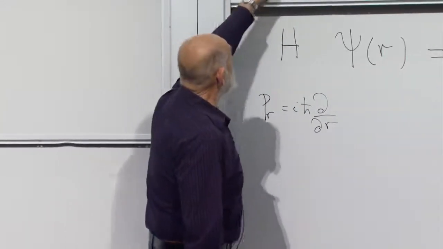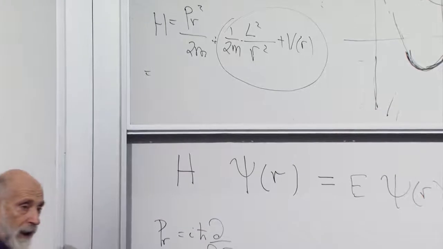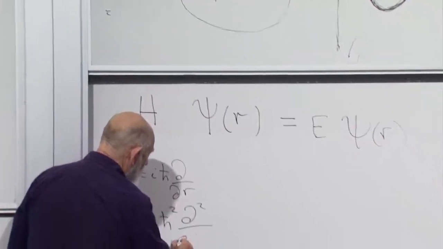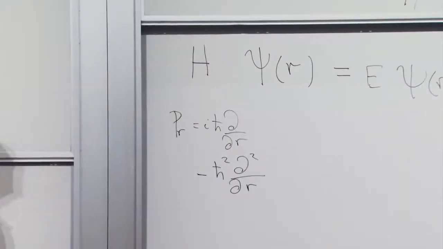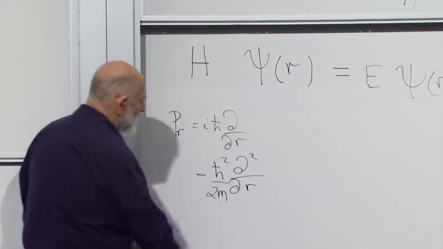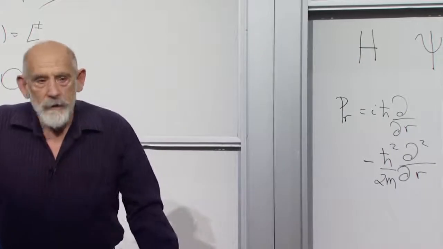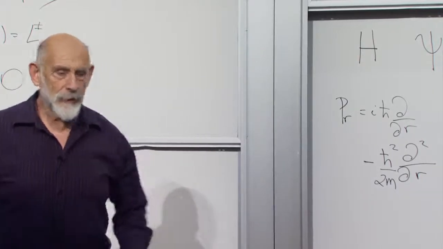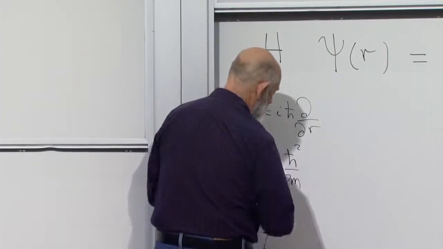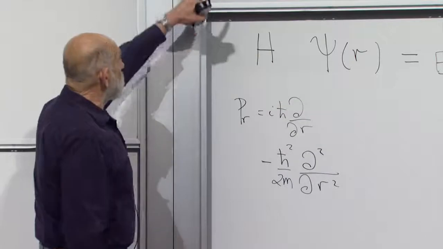So, P_r squared is going to equal minus, because of two factors of i, h bar squared, I'm putting in the h bars now, second derivative with respect to r. That's the first term in the Hamiltonian. I left something out. I left out twice the mass. Whose mass might I be talking about, incidentally? The planet Mercury? More likely the electron for this discussion, but it could be the planet Mercury too. I don't think we would bother doing quantum mechanics then. So minus h bar squared over 2m, d second by dr squared. That's the first term in the Hamiltonian.